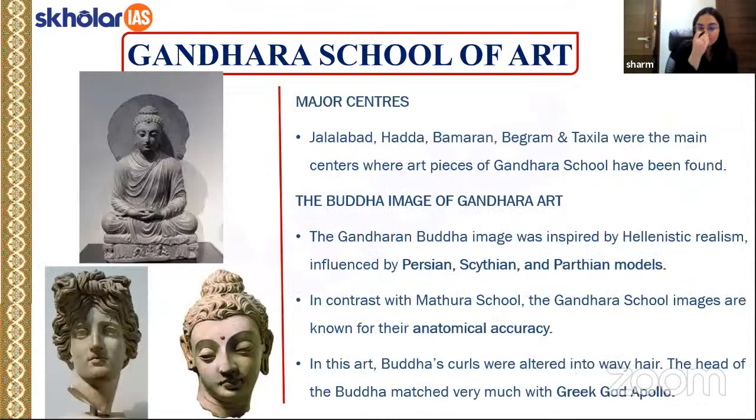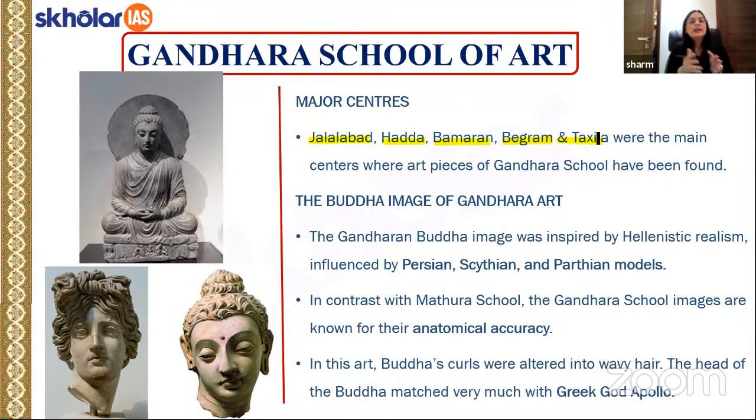All right. Now, students, we are going to talk about some of the major centers of the Gandhara School of Art. Just as we studied in the Mathura School of Art, there was Mathura, there was Sarnath, etc. Similarly, now we are going to understand certain important centers of the Gandhara School of Art. Now, these include areas such as Jalalabad, Hadda, Bamaran, Begram, and Takshila. So you have to remember the names of all the major centers which were flourishing as a part of the Gandhara School of Art. Now, students, comes the most important point.